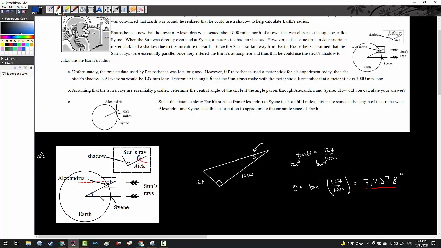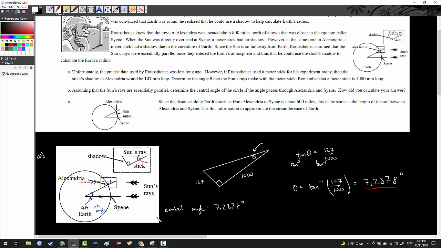Now notice how they told you that those lines are parallel. The fact they're parallel brings back an old friend, which we haven't talked about in a long time. This angle is an alternate interior angle. We haven't talked about that guy in a long, long time. Which means if the lines are parallel, then the angles are going to be congruent, which means the central angle of this circle will also be 7.2378 degrees.